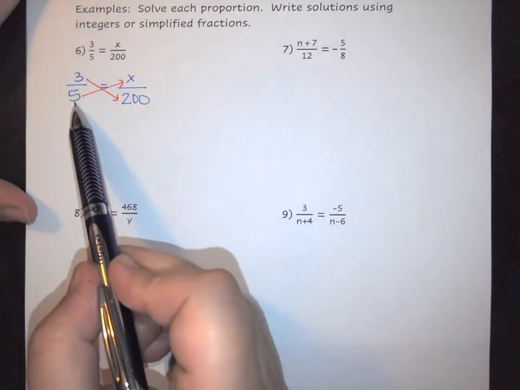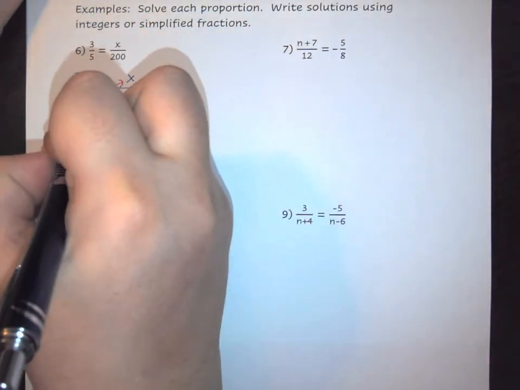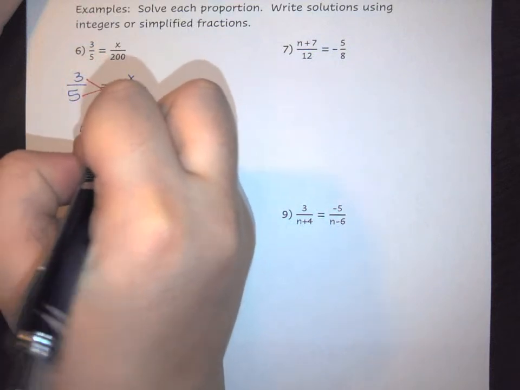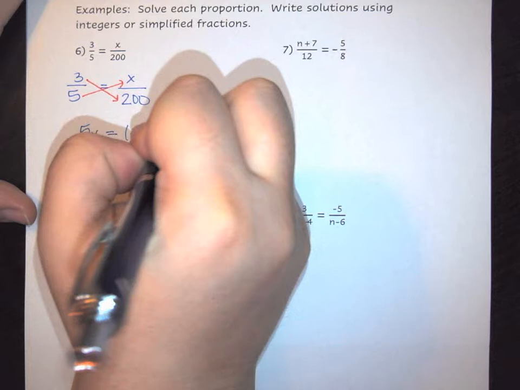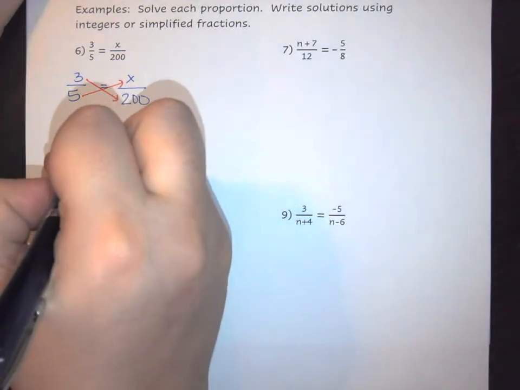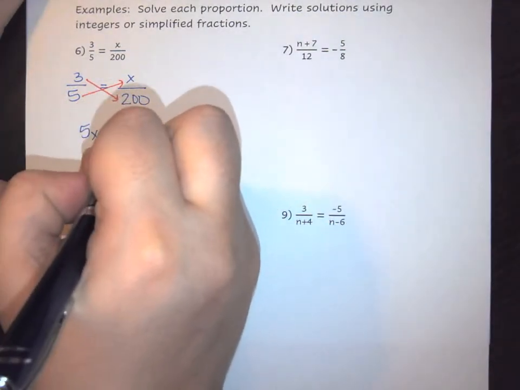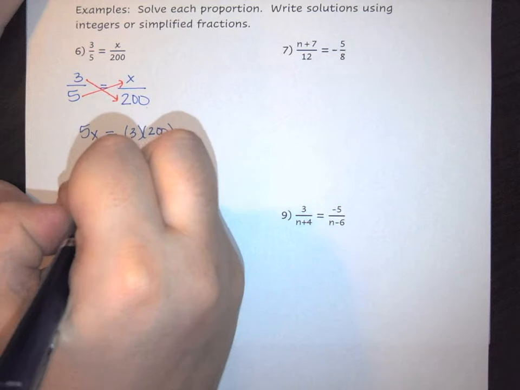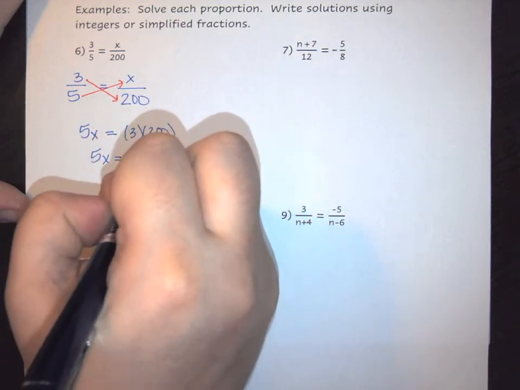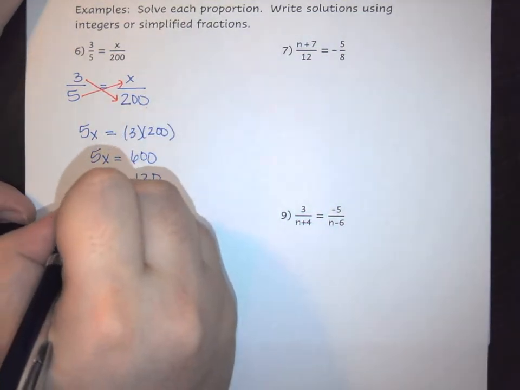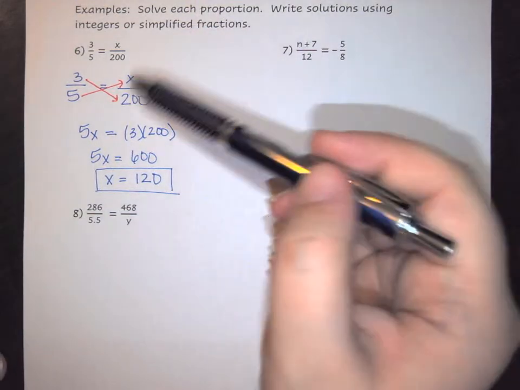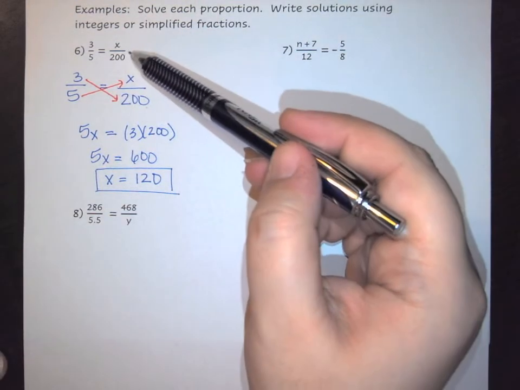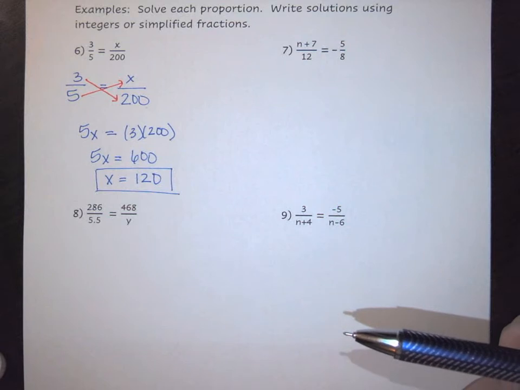So we're going to take 5 times x, so 5x is equal to 3 times 200. So in this case, my 5x is equal to 600, so x is equal to 120. And this would be the result that we wanted. So in other words, my proportion of 3/5 is equal to 120 over 200.